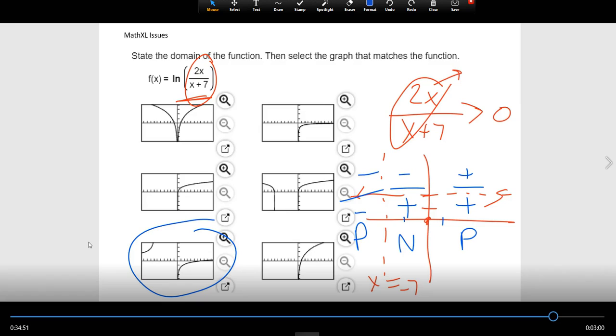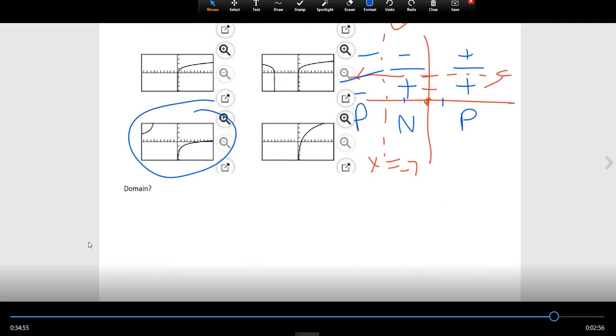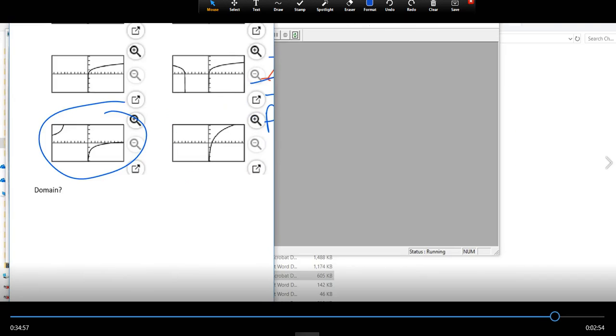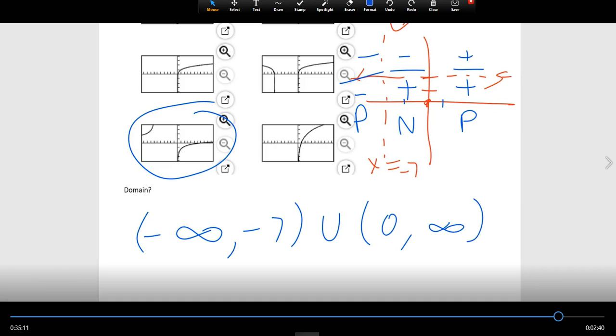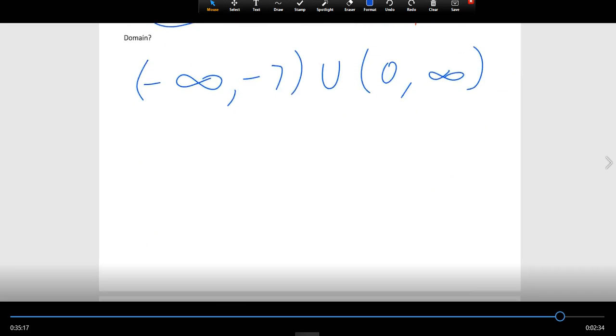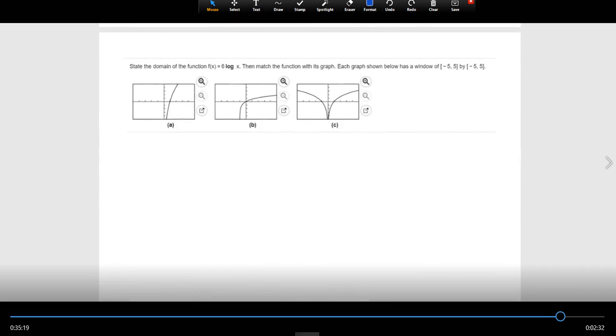But the key thing here is when they ask me for the domain, right? You're looking at this. What did I just do? Come on, let's not be dumb. It goes from -infinity to -7, just like I said earlier. And then it jumps over and it goes from 0 to infinity. So there's this big missing gap between -7 and 0 where there's nothing in there. Kind of weird. I just thought I would bring that to your attention.